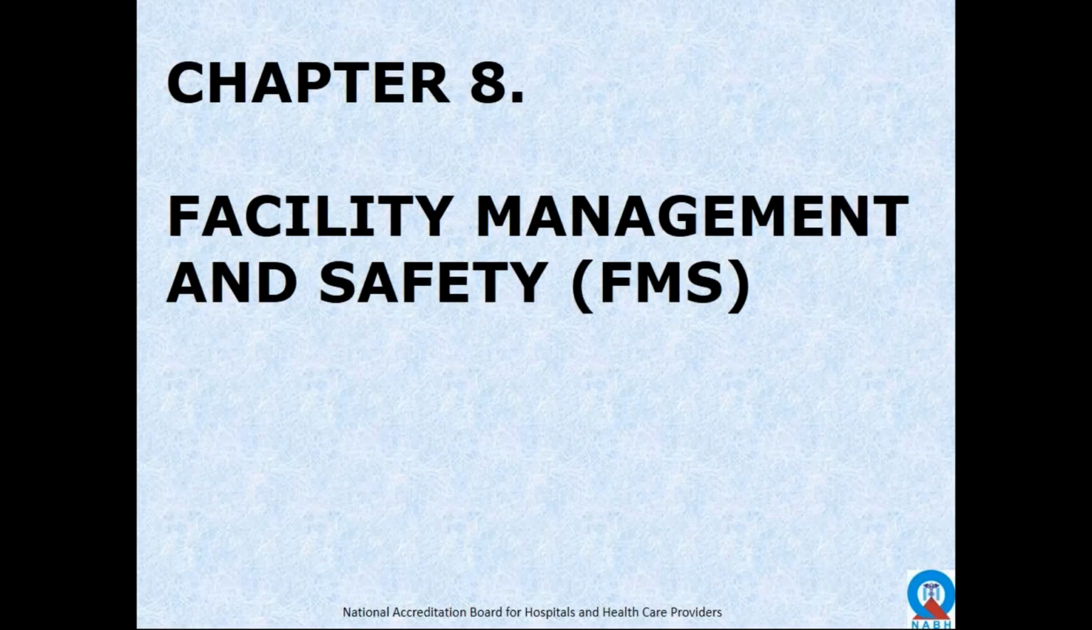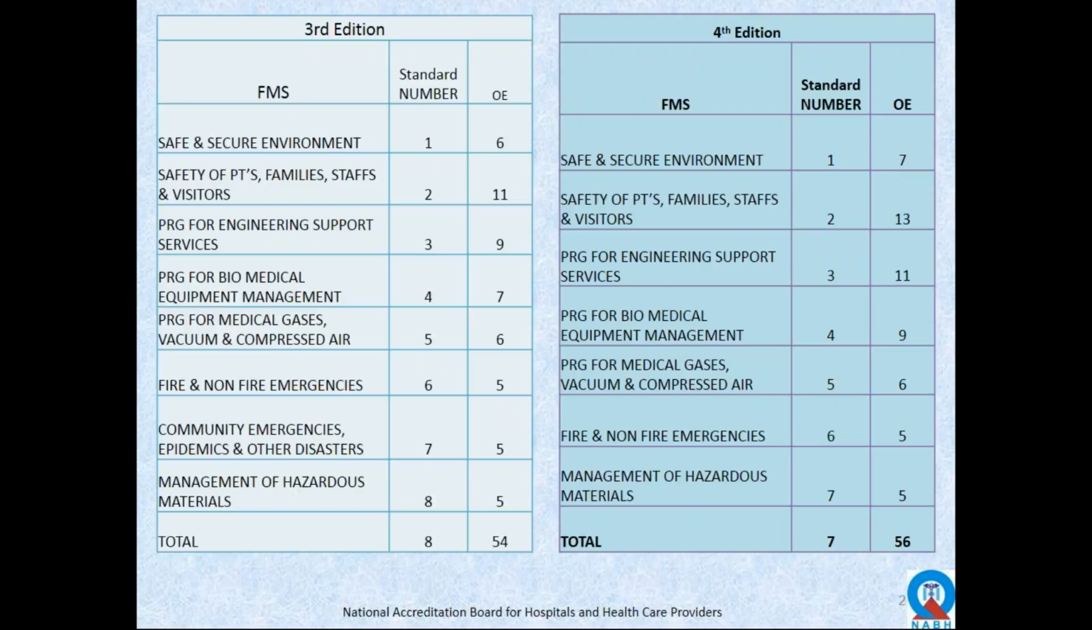If you look at the number of standards, one of the standards has come down, from 8 standards to now 7, because one of the standards, on community emergencies and epidemics and other disasters, has now been shifted to the COP chapter as COP4, as all of us have seen earlier. The number of objective elements has increased from 54 to 56. In fact, if you remove the number of elements which were there in this chapter in the standard on community emergencies, you will see that a large number of new objective elements have been added to this particular chapter.